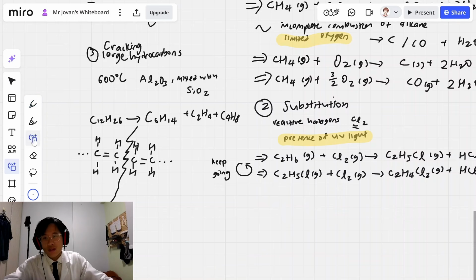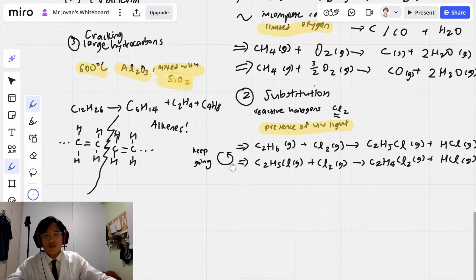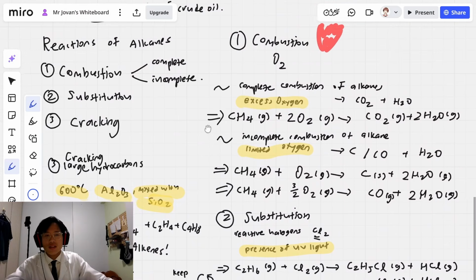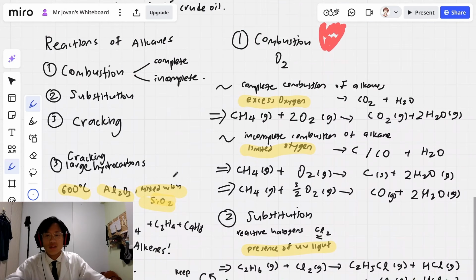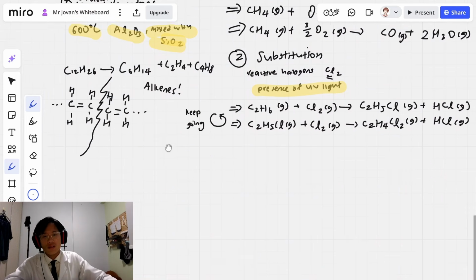Remember, do take note of what we need to make this reaction happen, and we get alkenes. So yep, let's move on. These are the three reactions of alkanes. Everyone please take note. You can pause the video if you want to copy anything down. Later, I will make a final mind map to collate everything. Yes, you're welcome. Okay, let's move on.